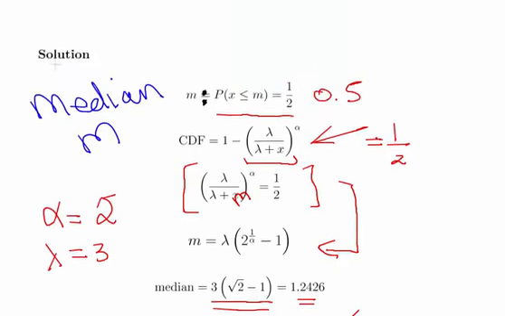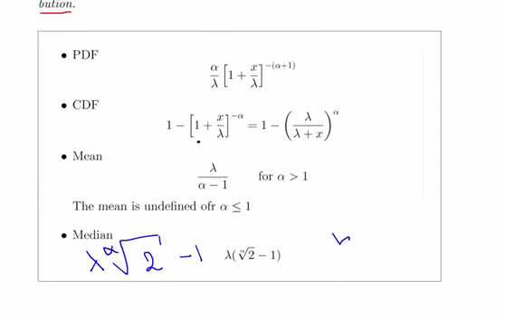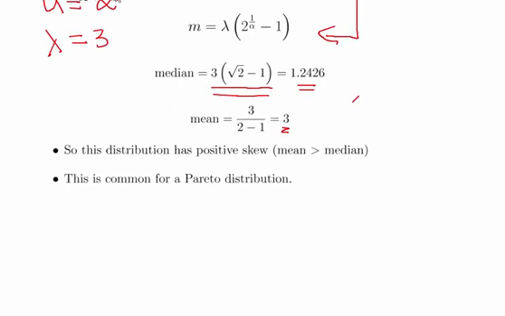This is from the tables that you can use, this expression here, and remember alpha is greater than 1. So this is our value for the median, and this is our value for the mean. So it essentially has a positive skew. The mean is greater than the median. And just as a quick remark, you'll probably find that this is pretty much common for the Pareto distribution.